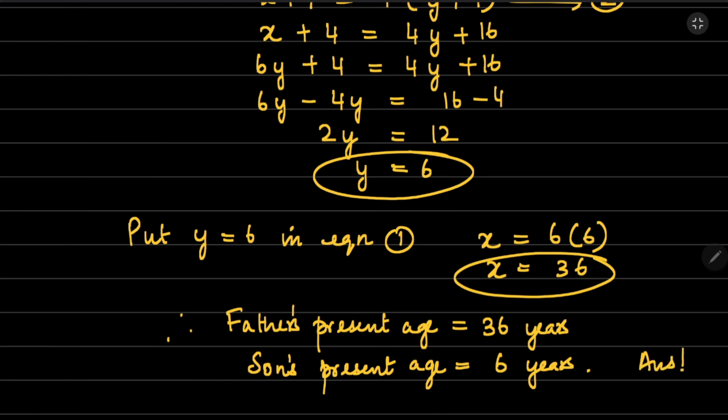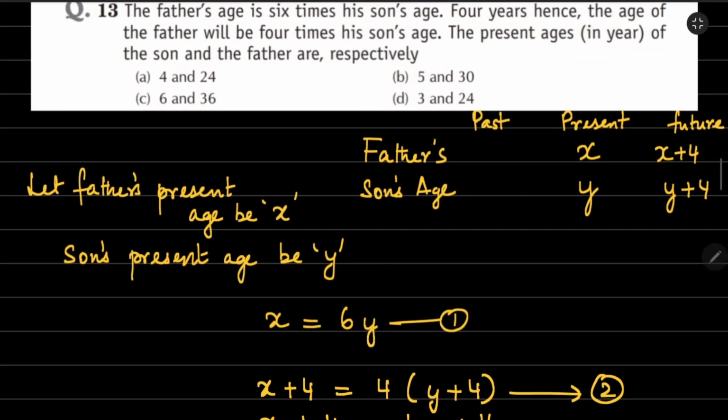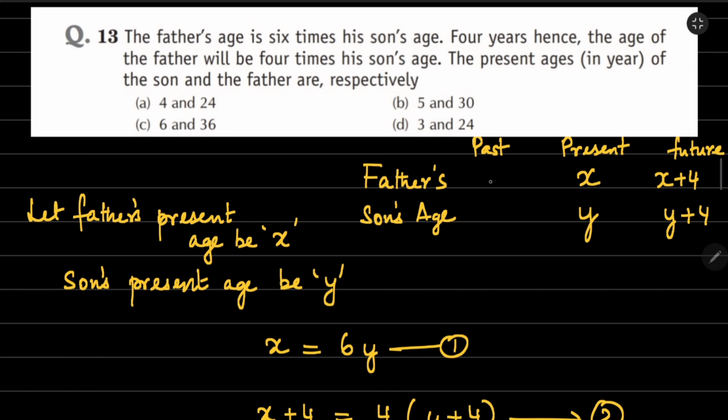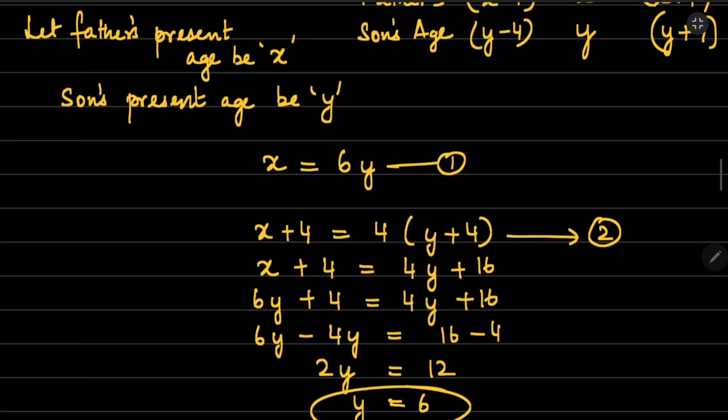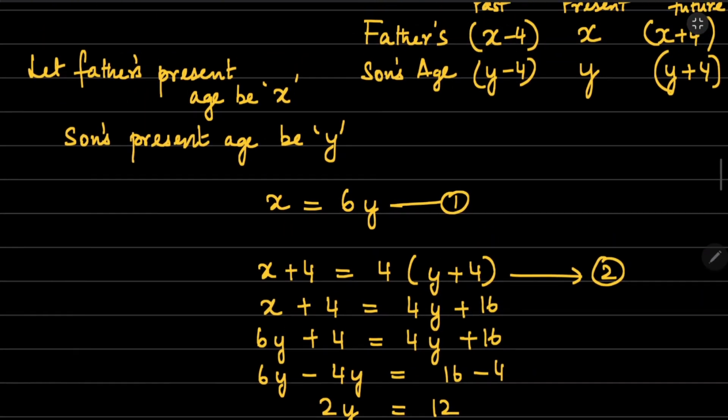So this is how you have to solve age-related questions. If something was given about the past, then you could have mentioned that as well here. For example, if 4 years before was given, you can just write X minus 4 and Y minus 4, and then pick up those variables from here. Whatever is given in the question, just translate it to your linear equation. So this is your exercise 3.1.